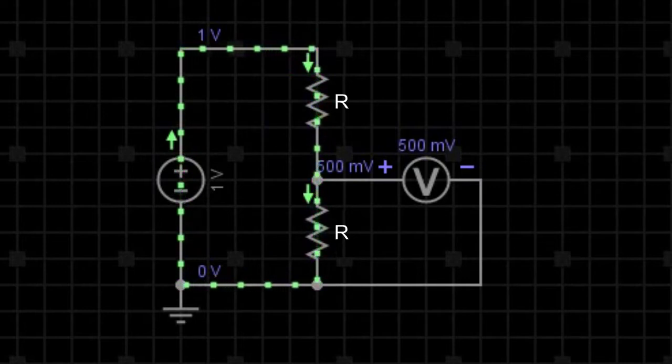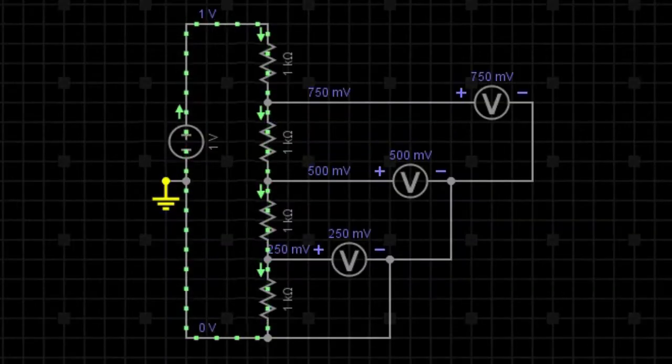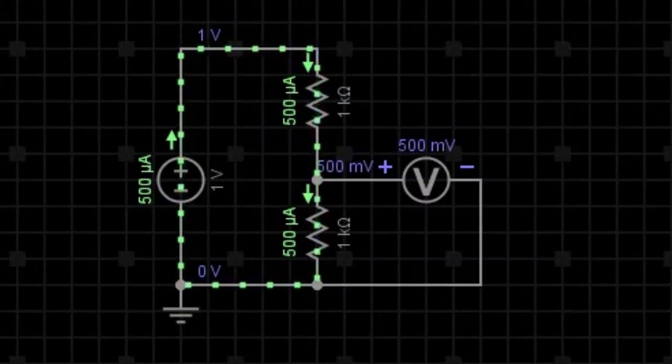spread across 2 equal value resistors gives you half a volt in the middle. So you are getting half the voltage. And as you would expect, 4 equal value resistors would give you 1/4 volt, 2/4 volt, and 3/4 of a volt. For the sake of simplicity, let's just use 2 resistors.